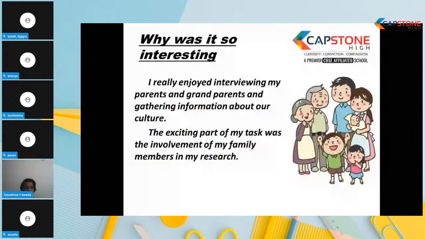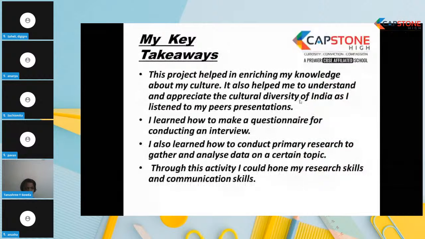Why was it so interesting? I really enjoyed interviewing my parents and grandparents and gathering information about our culture. The exciting part of my task was the involvement of my family members in my research. My key takeaways are: this project helped in enriching my knowledge about my culture. It also helped me to understand and appreciate the cultural diversity of India as I listened to my peers' presentations.